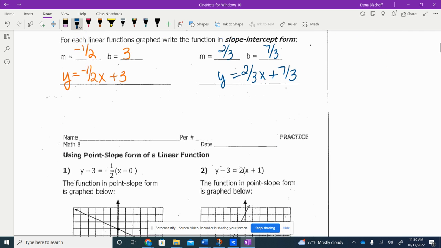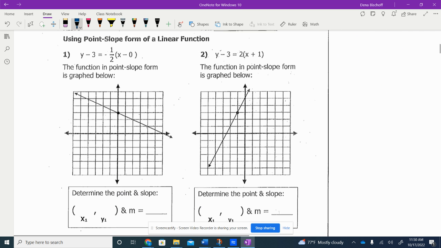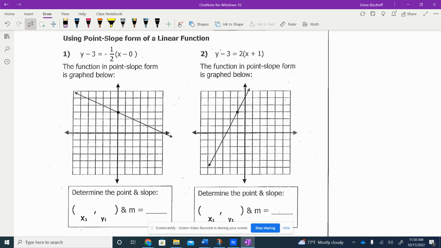All right. So now we're going to use point slope form. So the function below, y minus 3 equals negative 1/2 times the quantity x minus 0, is graphed below. Someone tell me, what is the ordered pair from this equation? What is the ordered pair in question from this equation? Well, here's the x value, and here's the y value. So what's that ordered pair?